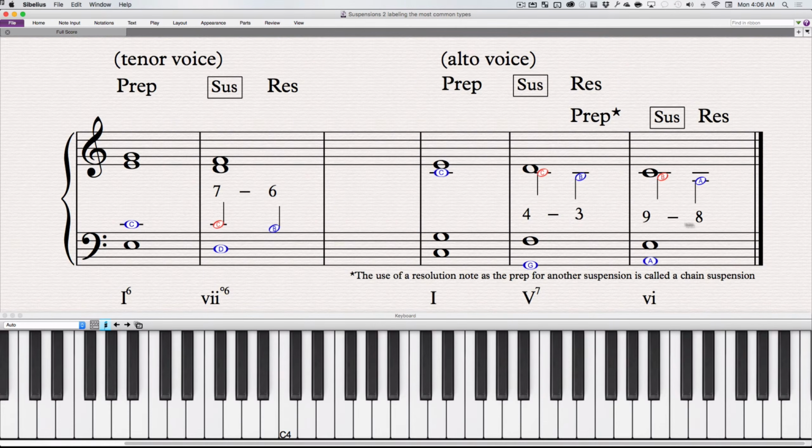Finally, over here we have a 9-8 suspension. So we start out with this B. The bass note moves up to an A, but the B remains, and then finally moves down to a consonant octave. Whole thing. And now the sixth chord.